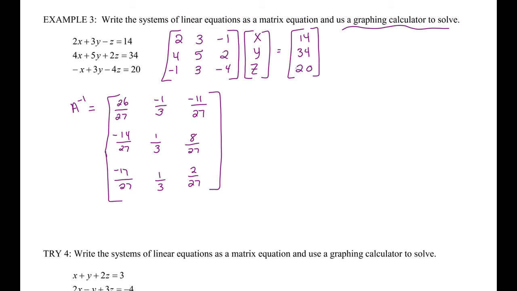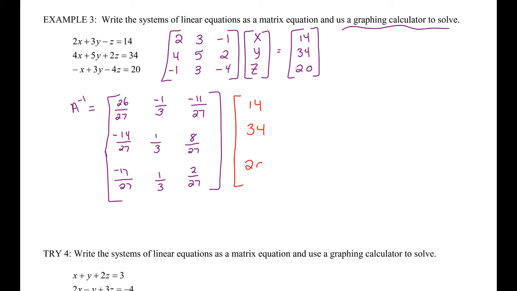If you do not have a graphing calculator, you would first need to find the determinant of the 3 by 3 matrix and then take 1 over that number and multiply it into a switched matrix in order to get your inverse here. Then you would take this inverse and you would multiply it by both sides. So on the left side it should give you the identity matrix.